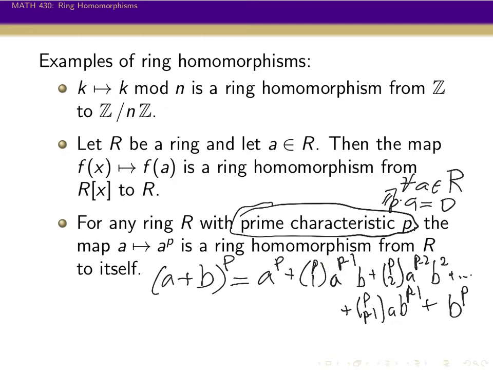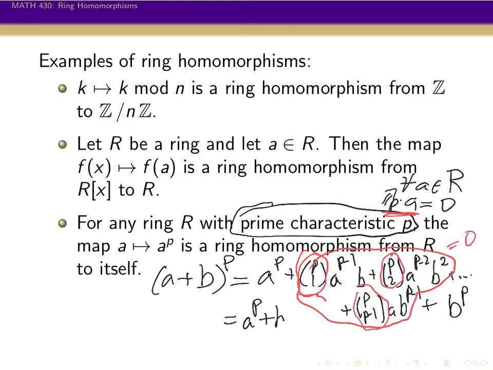But in this case, all of these binomial coefficients, except for the first and the last one, except for the ones, are all divisible by p. These are all multiples of p. And so if anything added to itself p times is equal to 0, then these terms in the middle all disappear. So these are all equal to 0, and we're left with (a+b)^p equaling a^p plus b^p. And so this is a very special map when you're in characteristic of a prime p. This is called the Frobenius map, named after a mathematician in the 1800s named Frobenius.